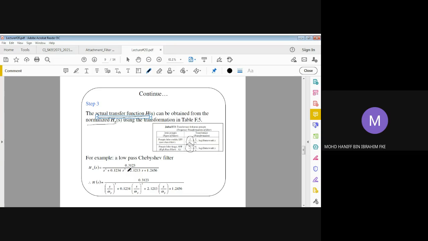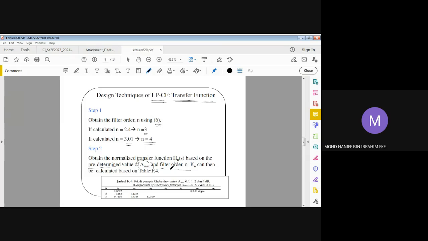Okay, so I put an example here. If we have a low pass Chebyshev filter, this is the normalized transfer function, H_N(s). So the actual transfer function simply can be obtained by substituting, or transforming, all the s into s over omega_P. That will give us the actual transfer function for the low pass Chebyshev filter in this example. So that should be the three steps that need to be taken in obtaining the transfer function of Chebyshev filters based on the given specification.